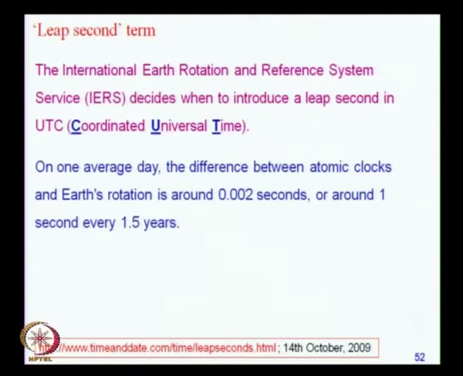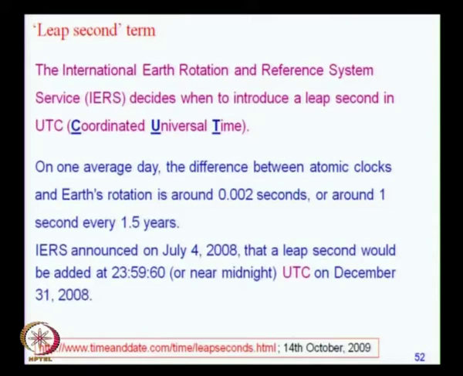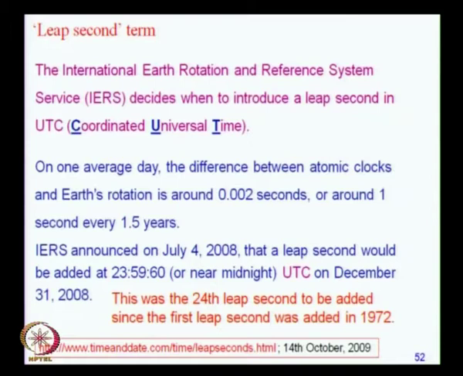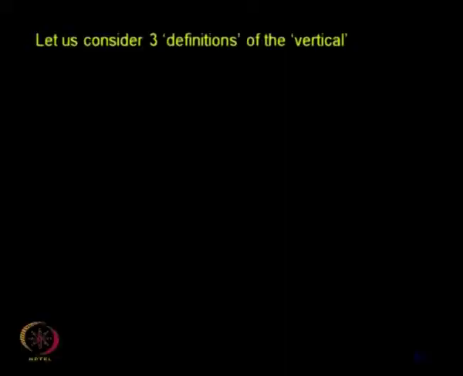And the last correction which I think was made was in the year 2008 on July 4th, when a leap second was added to make this correction. This was in fact the 24th leap second correction that was made since this practice became common in the year 1972. So, it is from the year 1972 that these corrections have been incorporated in timekeeping, and this has been done 24 times in about 38 years, okay.